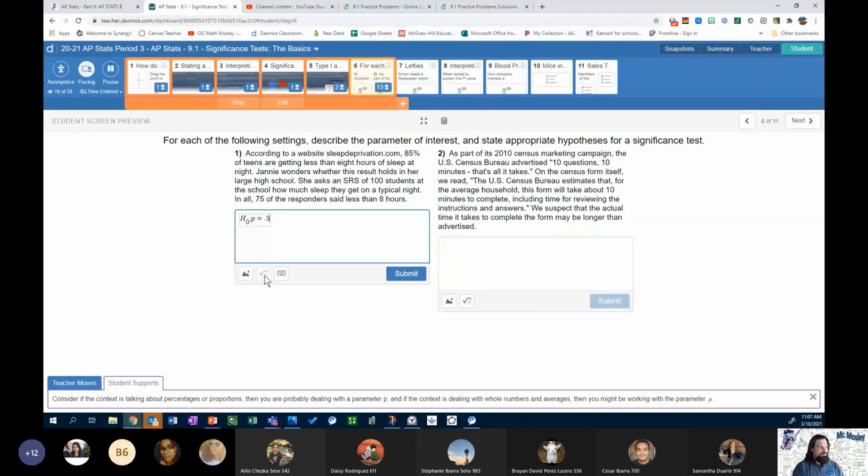All right. And you only want to highlight the things that are math, right? If you highlight actual typing, like a sentence, it's going to look really weird.